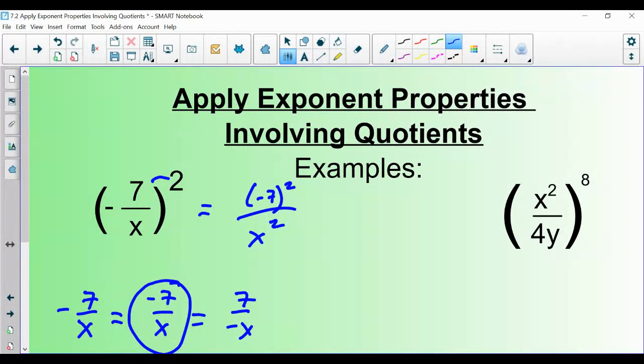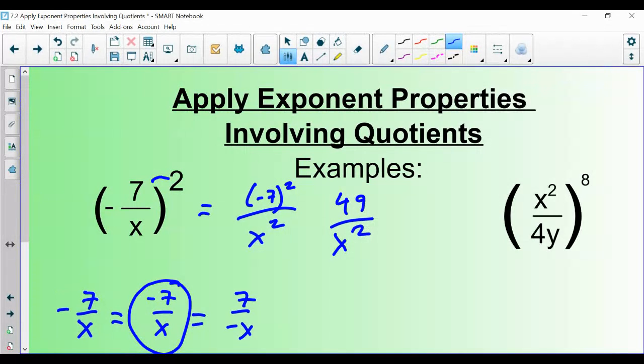And now depending on the section of the homework that you're dealing with, it might say simplify your exponents completely. If that's the case, you know what negative 7 to the 2nd power is. You can actually do that problem. Negative 7 times negative 7 would just be 49, right? And then you'd be dividing that by x squared.